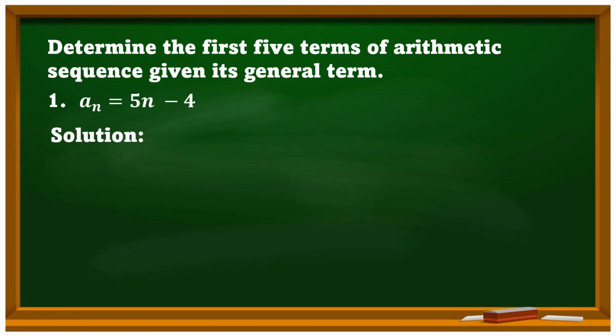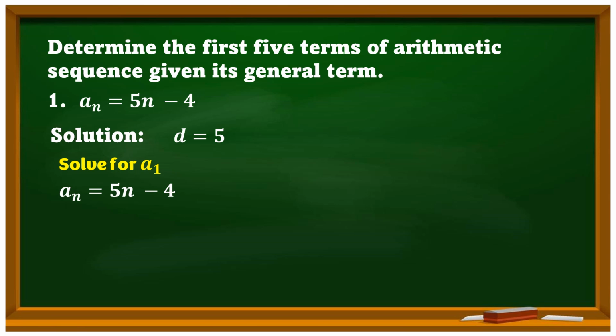So for the solution, in the given general term, which is a sub n equals 5n minus 4, the value of d, or the common difference of the given arithmetic sequence, is 5. That is the coefficient of n. And then let us solve now for a sub 1, wherein the general term is a sub n is equal to 5n minus 4.